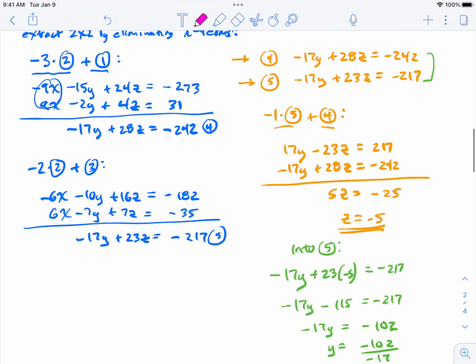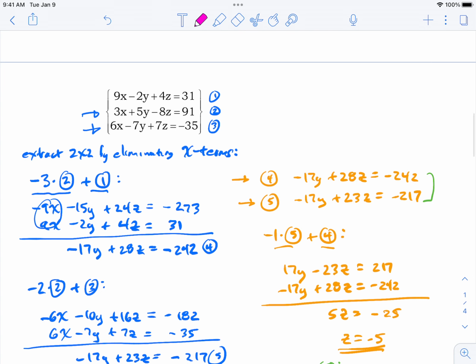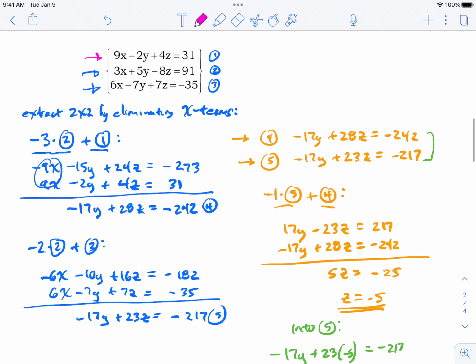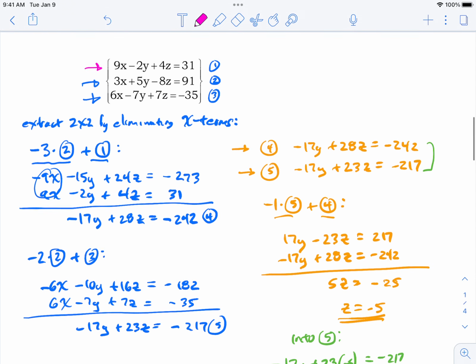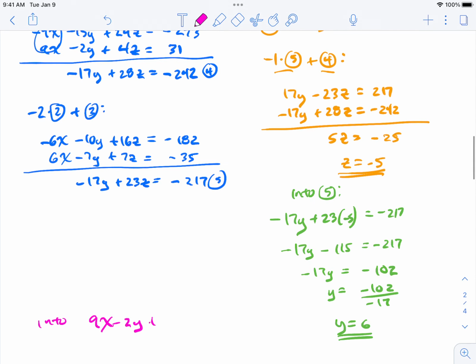Now I'll put these into an equation. Well, you have to go back to one of the originals now. They're the ones that have all three of them. And I'll just choose equation 1. Let me copy it here so I don't mix myself up too much. I got 9x minus 2y plus 4z equals 31.